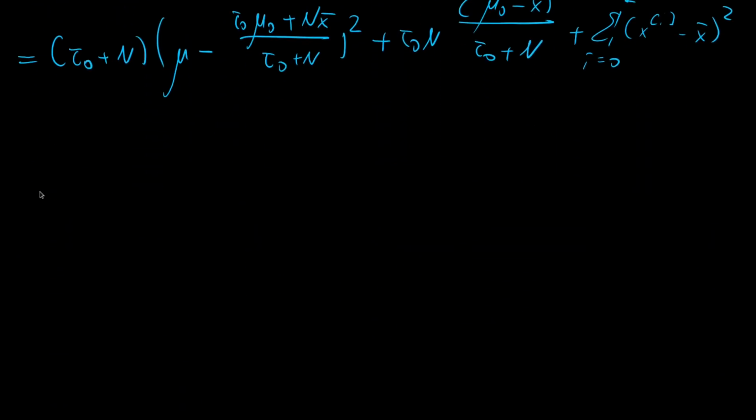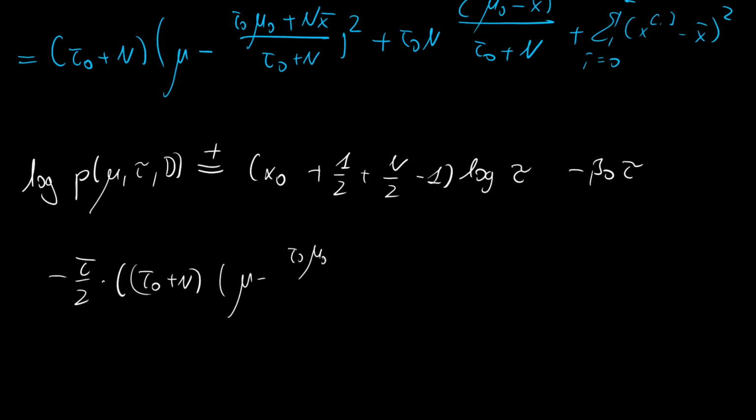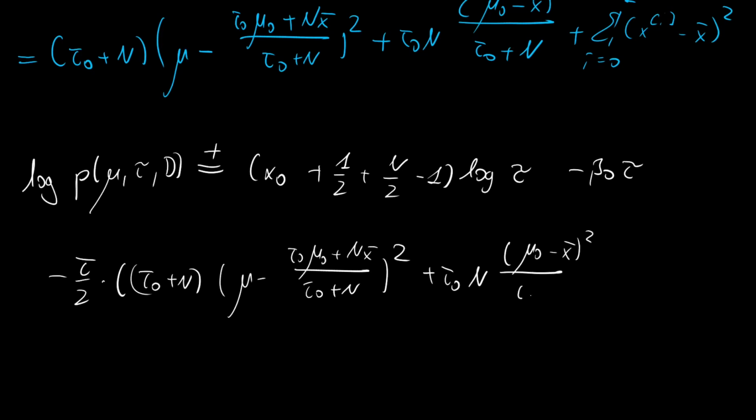So then we get for the logarithm of our joint, so the probability over mu, tau, and the data, this is equal up to an additive constant to (alpha_0 + 1/2 + n/2 - 1) times the logarithm of tau, minus beta_0 tau, minus tau over 2 times, and then we plug all of this in, which will be (tau_0 + n) in brackets times (mu - (tau_0 mu_0 + n x bar)/(tau_0 + n)) in brackets squared, plus tau_0 n (mu_0 - x bar) in brackets squared over (tau_0 + n), and then lastly the summation term that we have here, and closing again, we have an expression for our log joint.